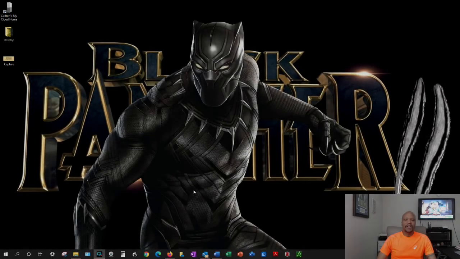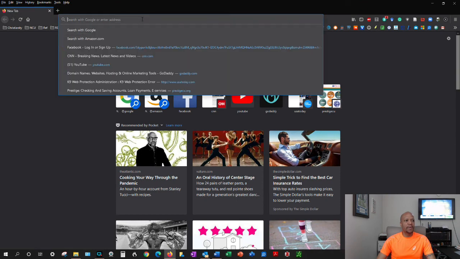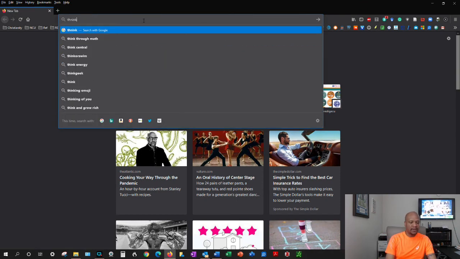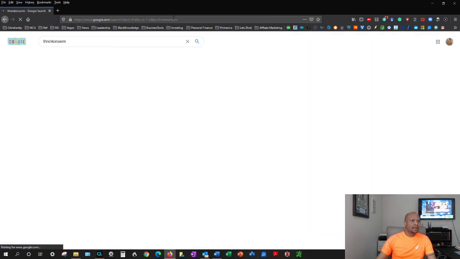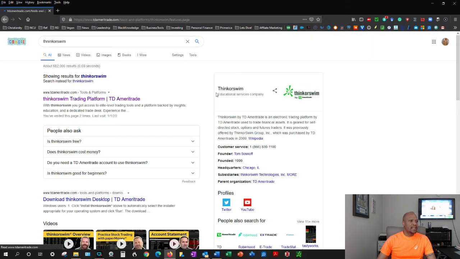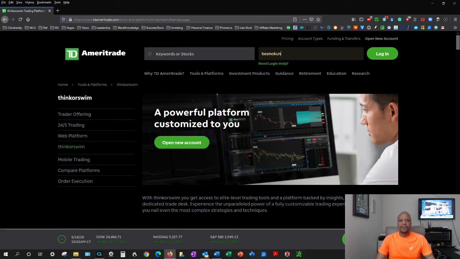So without further ado, let's get started. The first thing you're going to want to do is go out to the internet and make sure that you have Thinkorswim downloaded on your machine. So open up your browser and just type in Thinkorswim. It'll go out and find it. Then you go to the platform, and this is the platform that you're going to see.